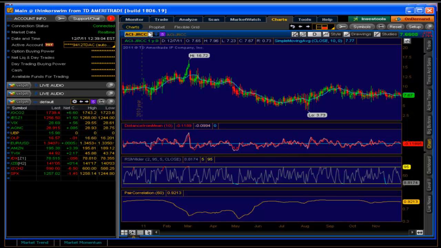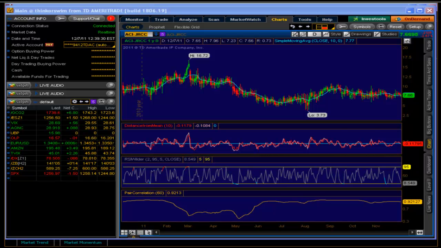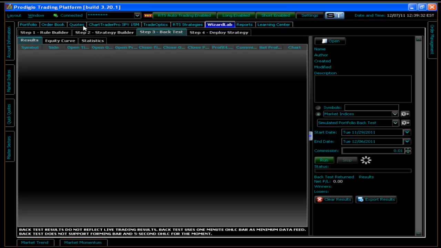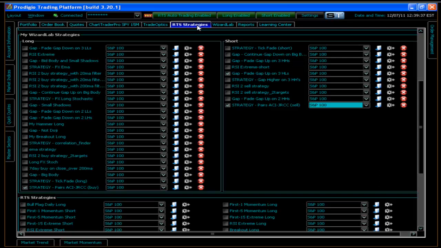So in this case, in our example from the newsletter, you notice that in the pending trades of the newsletter, the trade was to short the pair ACI JRCC at a spread value of 898 when it comes up into here, correct? At the resistance area. Therefore, you must short the stock ACI and buy the stock JRCC. All right, so we know that. So let's go back to Prodigio, and now all we have to do is set up the Prodigio platform in the RTS strategies for that.